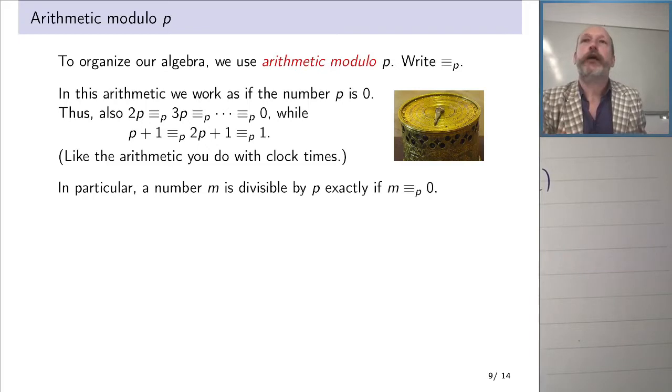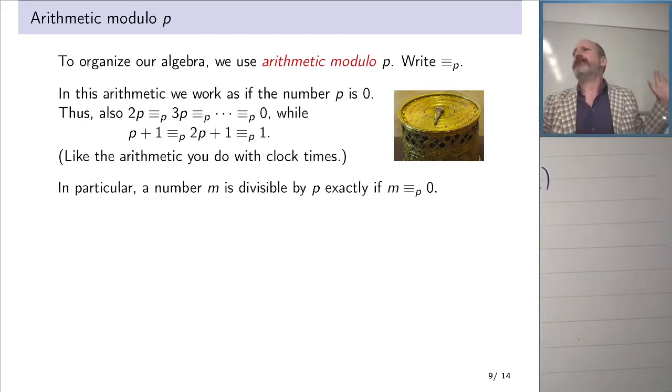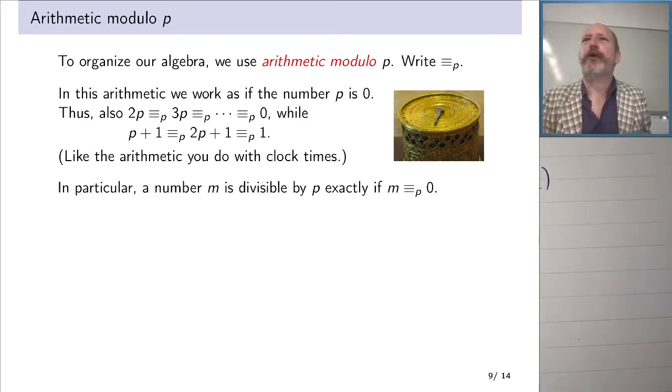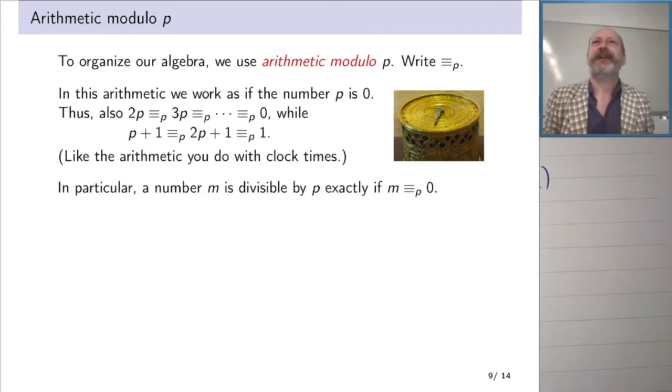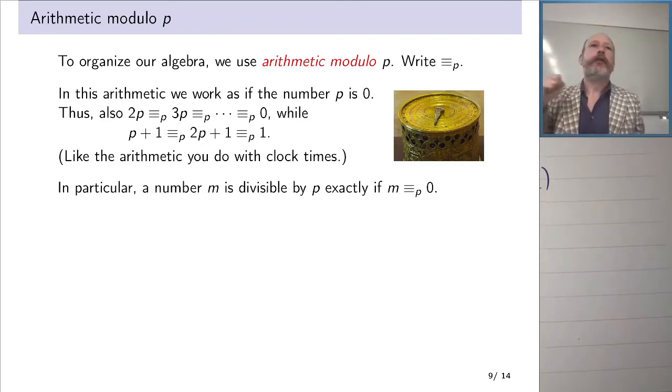You follow the rules. If p is zero, then twice p better also be zero, because twice zero is still zero. And p plus 1 had better be the same thing as 1, because p is zero, just like on a clock. If it's 25 hours, then it's 1, and you stop saying 25. Now the reason this is helpful for divisibility is that a number m is divisible by a prime p exactly if m is 0 mod p.